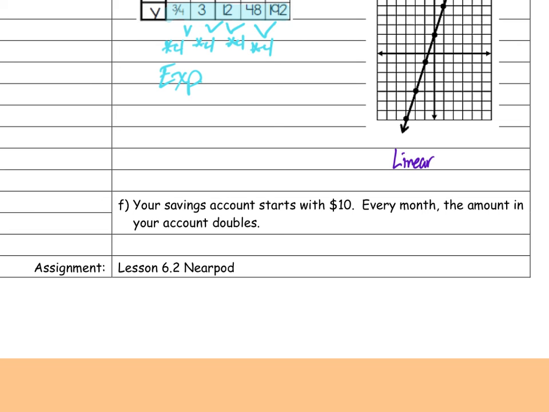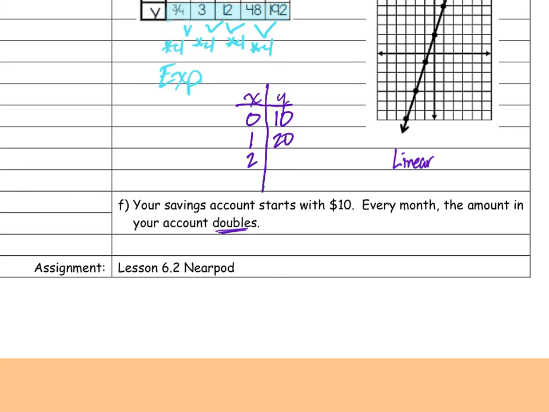So we're going to make a table again. So I have a table. I have X and I have Y. Your savings account starts with $10. So it starts with $10 every month. So the first month the amount in your account doubles. What does it mean to double something? Ooh. Yeah, good, Alex. To double something means I'm going to multiply times 2. Yeah, good, Ernesto. So I'm timesing by 2. So 10 times 2 is 20.